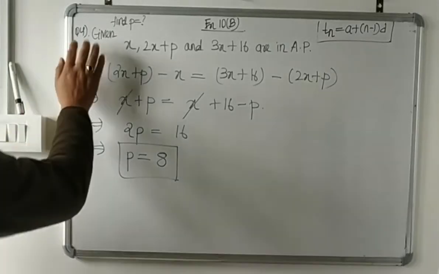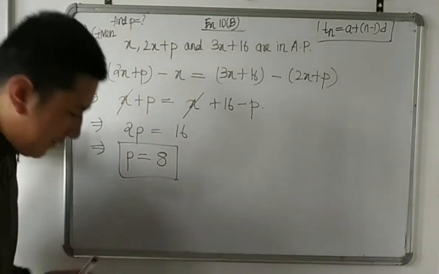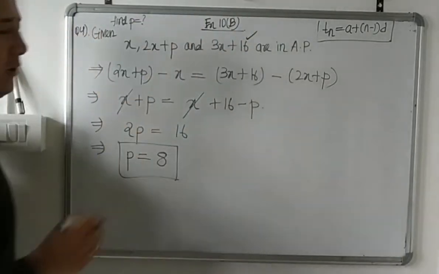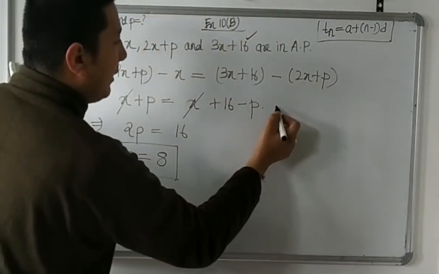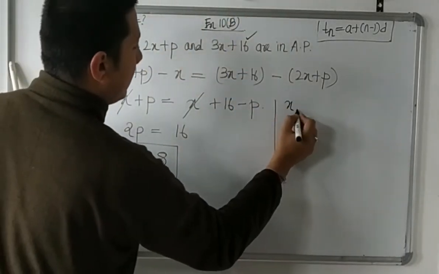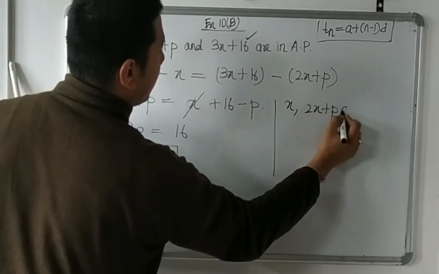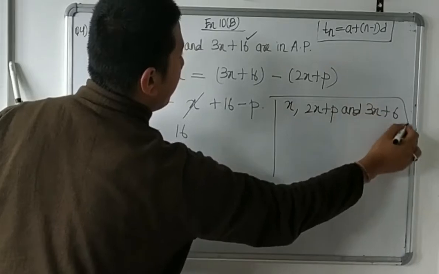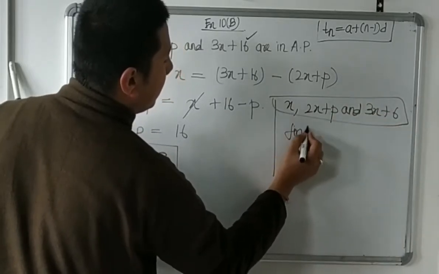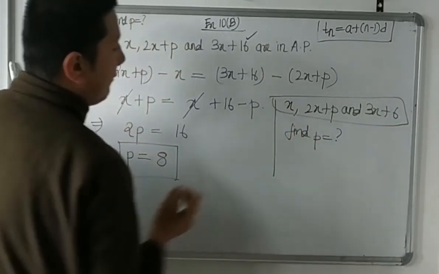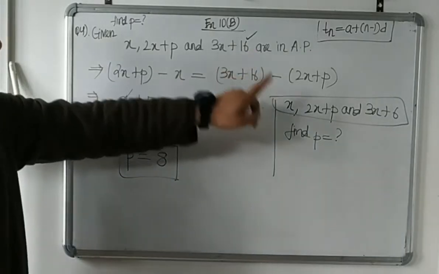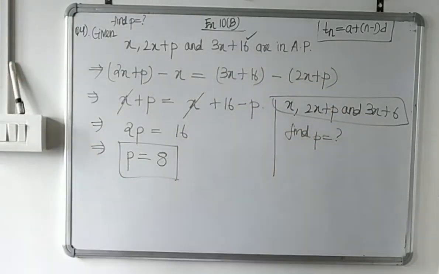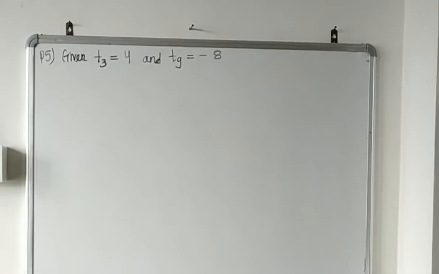Alright, this was question number 4, but the mistake I made here was that it was not 16, it was only 6. So for the next question, please take x, 2x plus P and 3x plus 6, and in the same way find the value for P. One mistake I made here: it was not 16, it was only 6, or you will get a different answer. Pause the video and note it down.